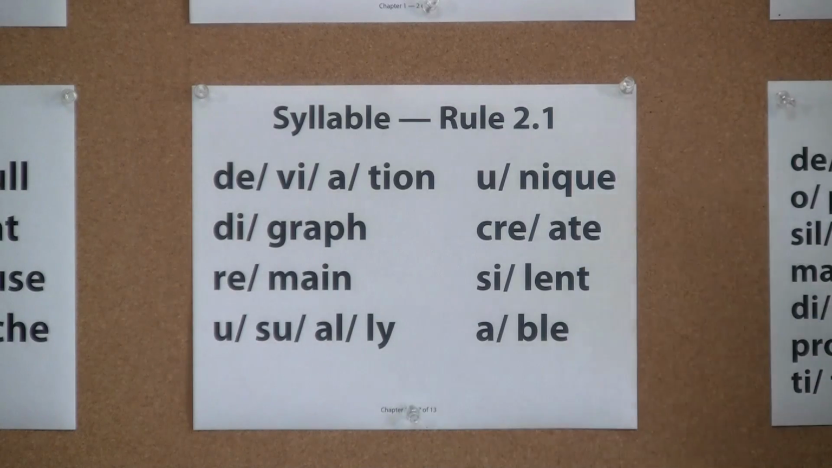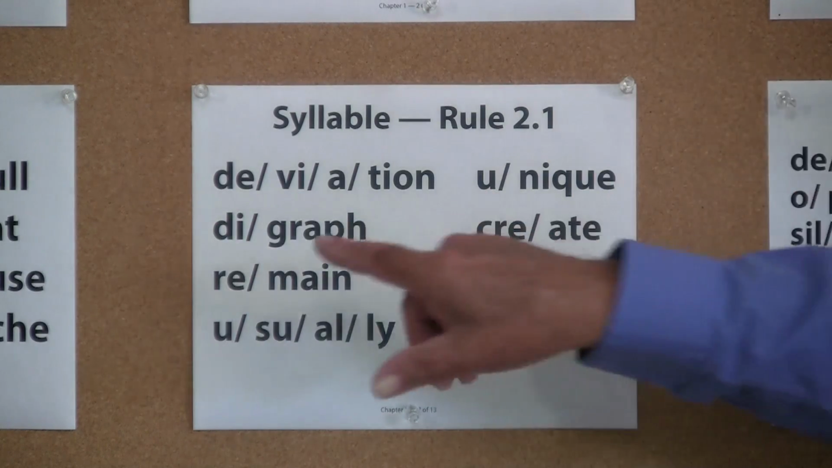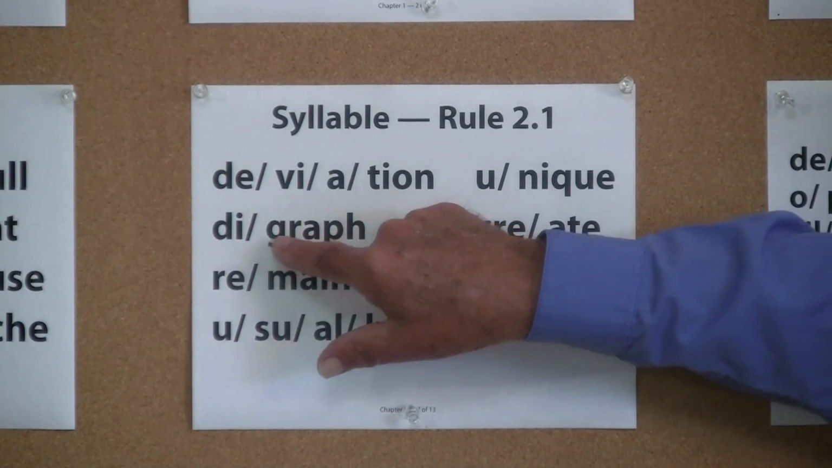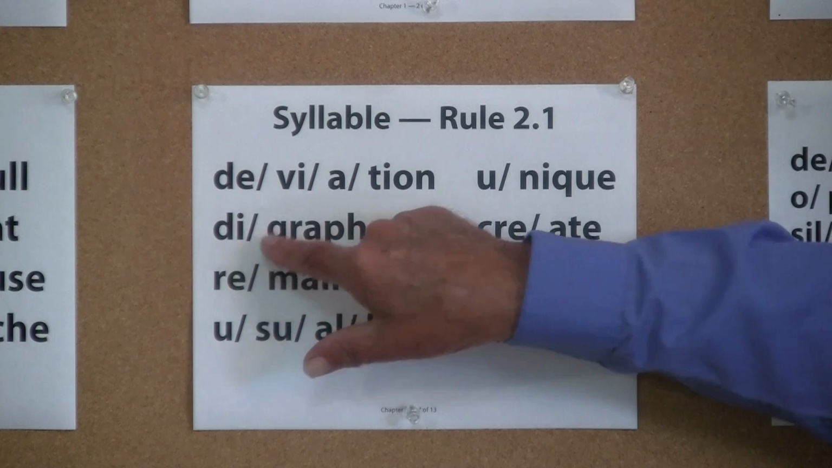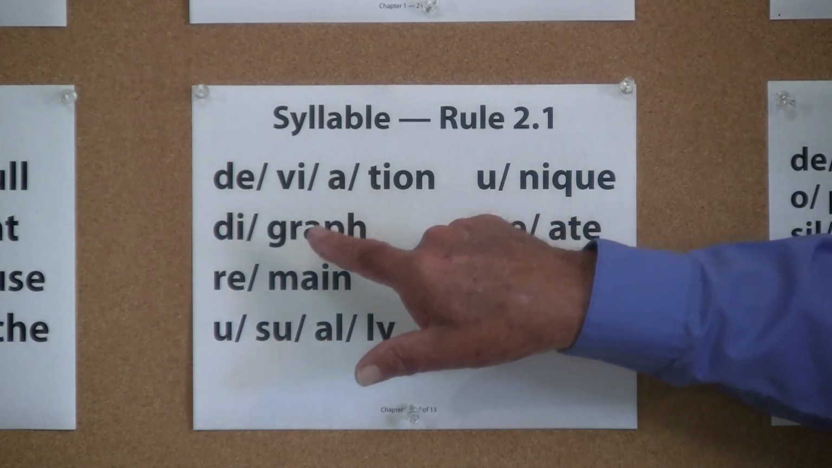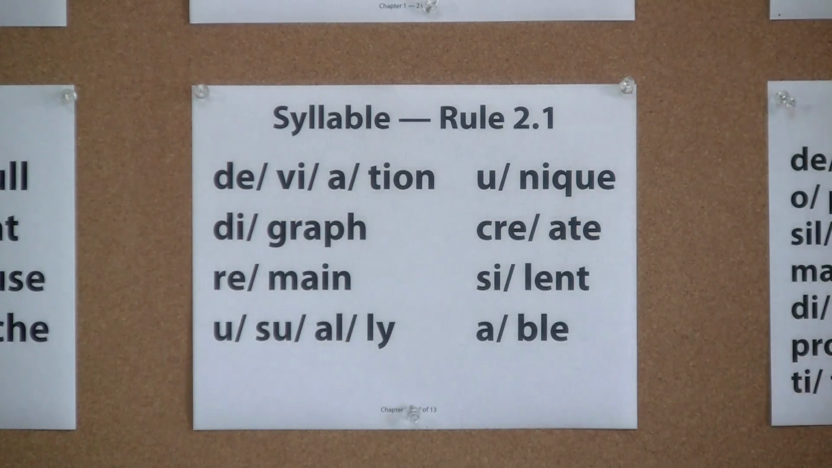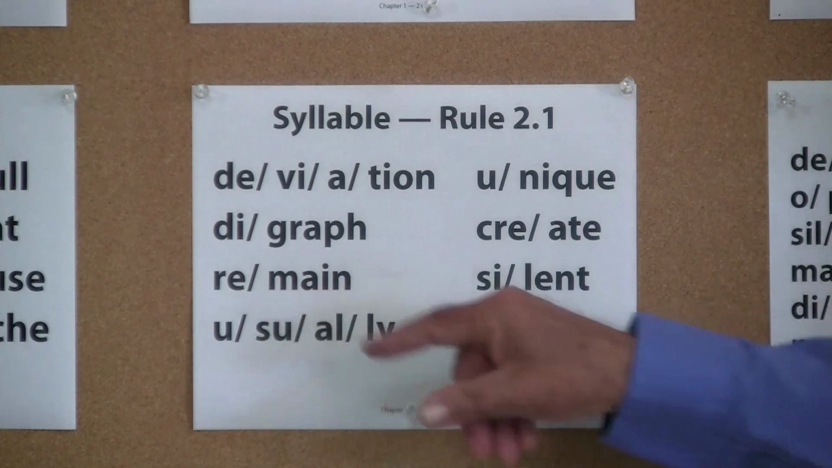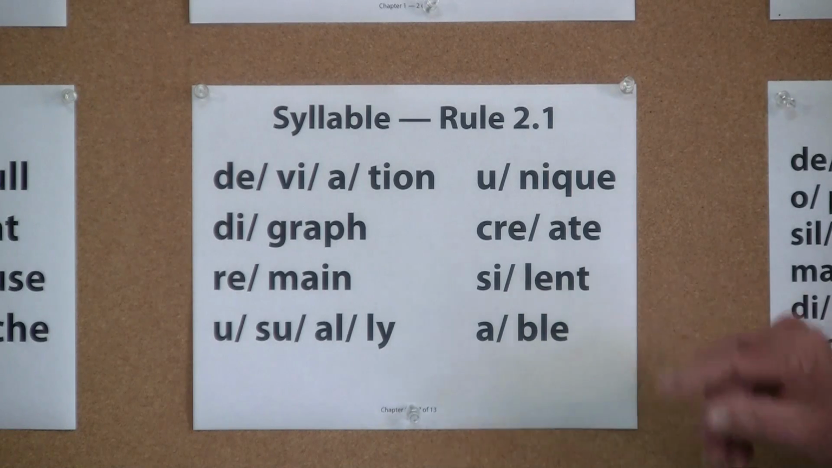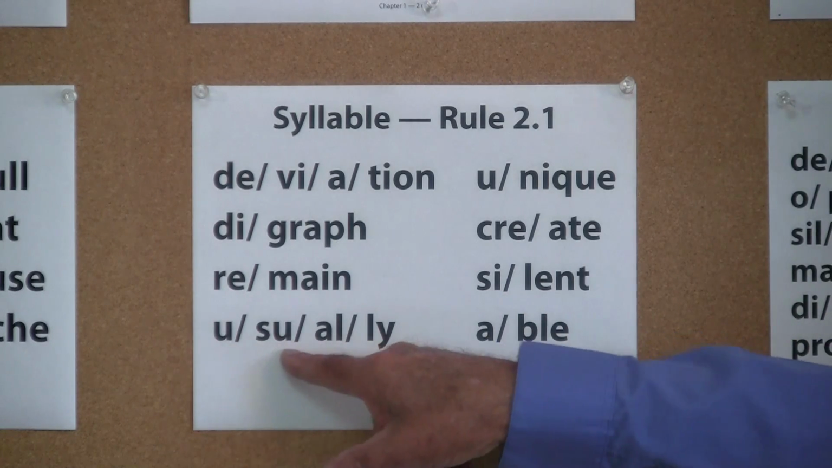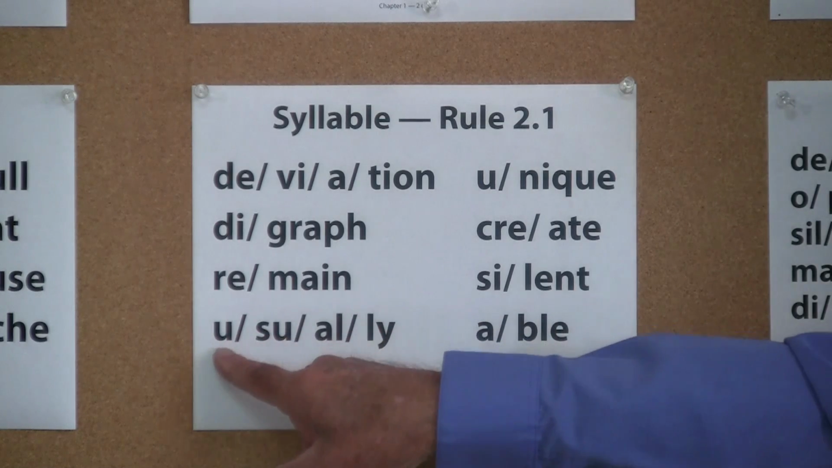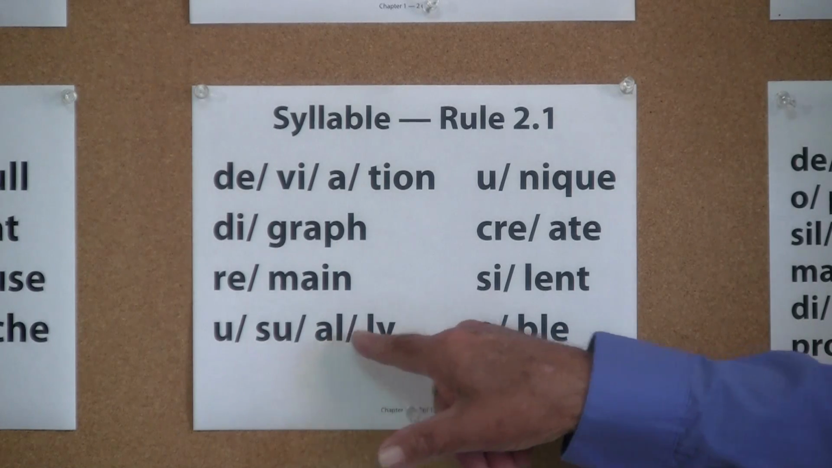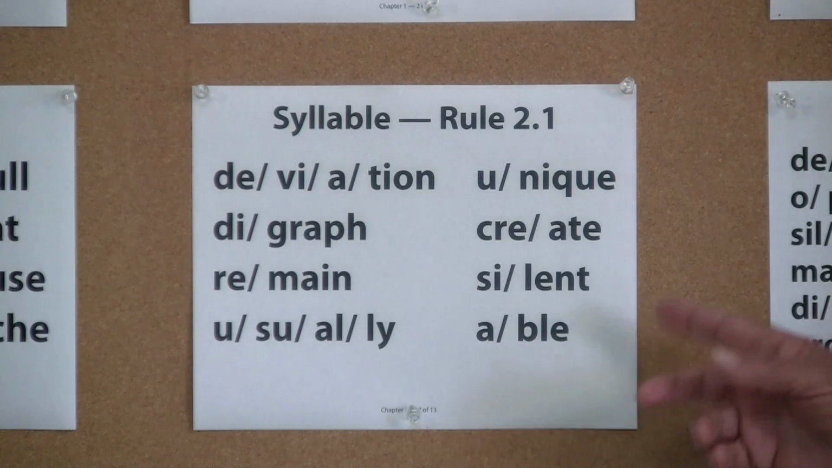Digraph. If it were D-I-G, then it would be dig. But since it's simply D-I, graph is a separate syllable. D-I, it has to be long, die. Create, remain, silent, usually. Long U, short A, and the li on the end, able.